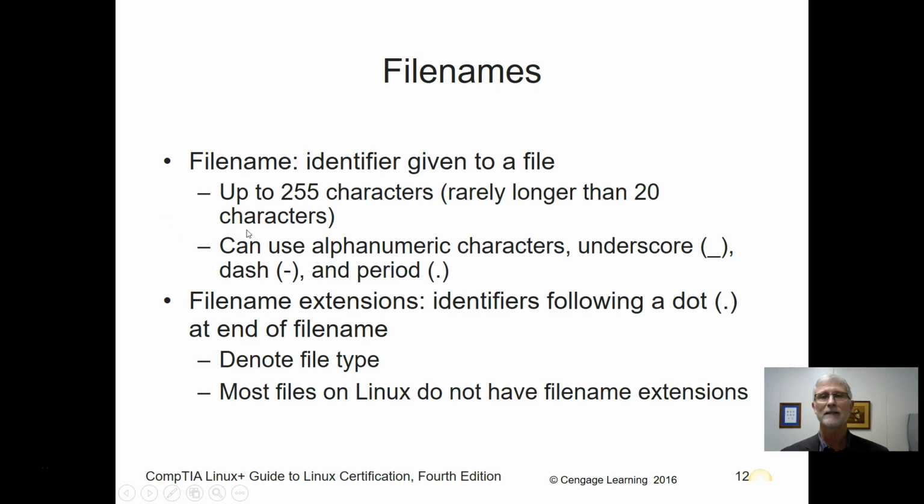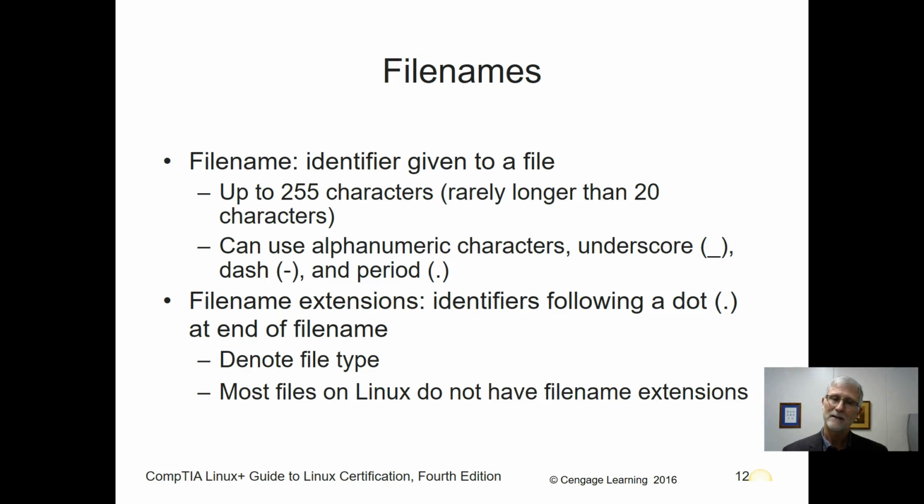Now, when you create a file name, you can have them up to 255 characters. Rarely are they longer than 20, because most of us can't type. I can't type that well, so I'm not going to make it very long. But I want to make sure the file name is understandable enough that I know what I'm looking for. You can use alphanumeric characters, underscores, dashes, and periods.